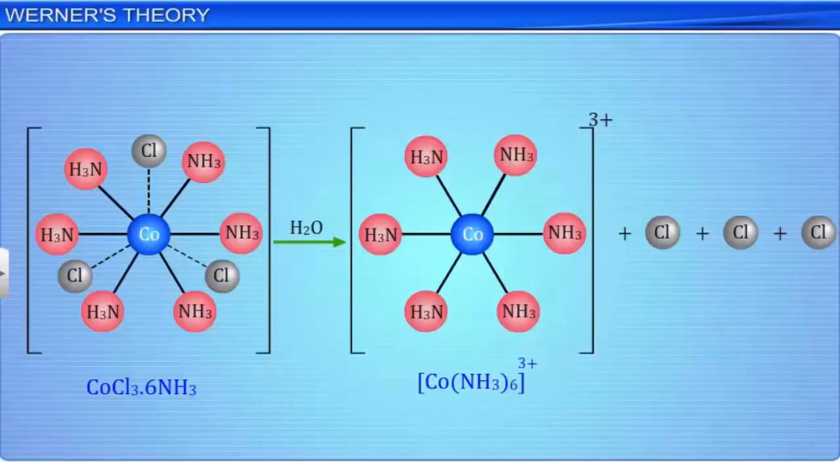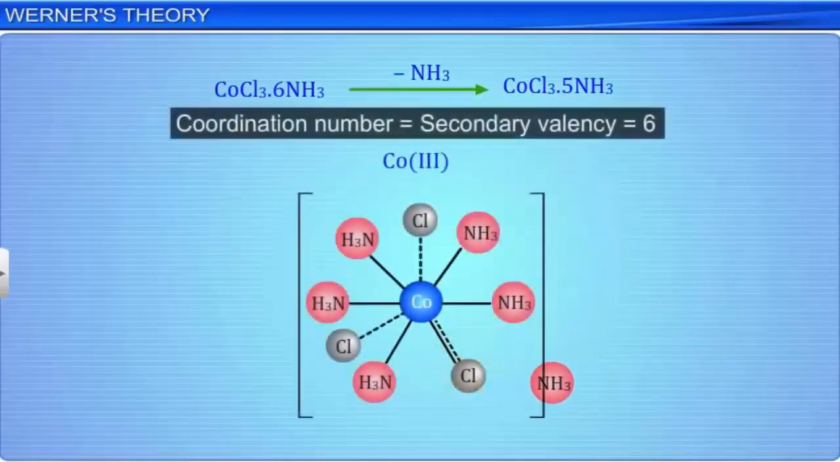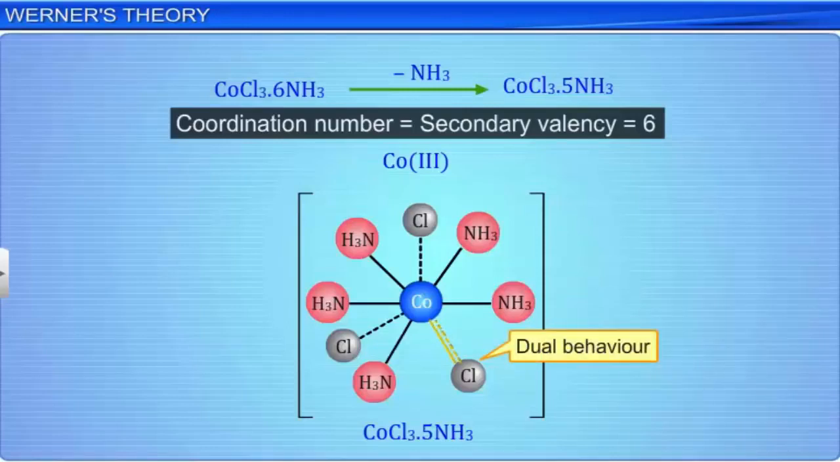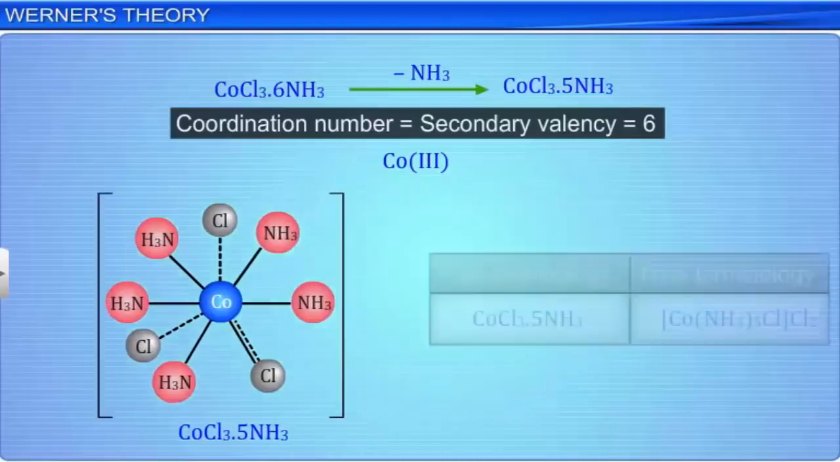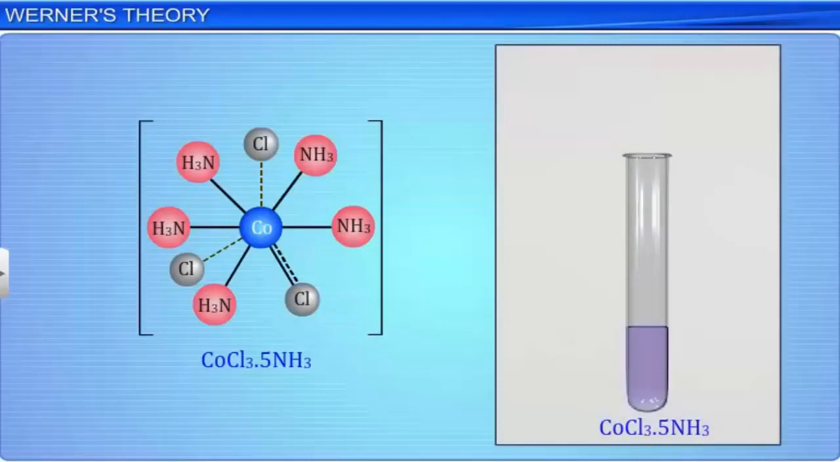Werner deduced that the loss of one ammonia molecule from CoCl3·6NH3 should give CoCl3·5NH3. This complex has only 5 ammonia molecules. Therefore, to satisfy the coordination number of 6 of cobalt, one chloride ion assumes dual behavior. That is, it satisfies the primary as well as the secondary valency of cobalt. In modern terms, the complex can be written as [Co(NH3)5Cl]Cl2. Thus, only 2 of the 3 chloride ions are ionic, and thus only 2 are precipitated as silver chloride with silver nitrate.